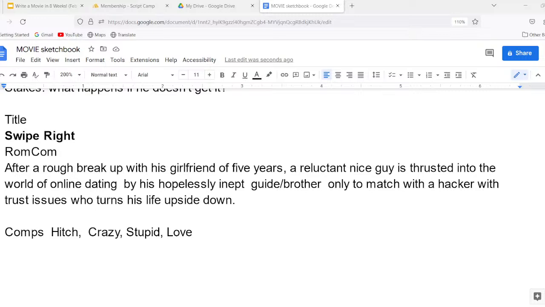How exactly? So basically, his brother is getting him to use this app. He finally convinces him to use the app, and then he meets the hacker, and he likes her, but his brother is like, this is the first girl you met. You need to keep going out there.